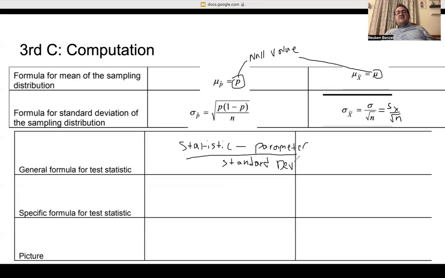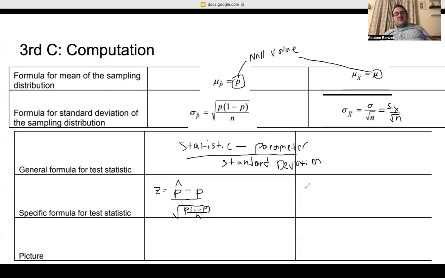At the null value. So what that kind of looks like in practice is that if we want to do the z-score formula for the proportions, that's going to be p hat minus p over your standard deviation. So it's just going to be p times 1 minus p over n, square rooted. That's going to be your z-score.